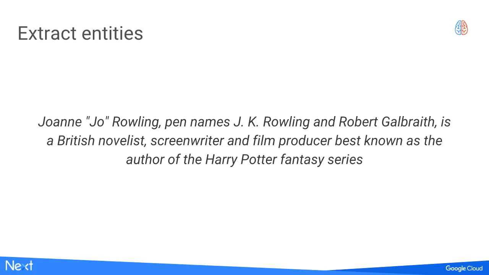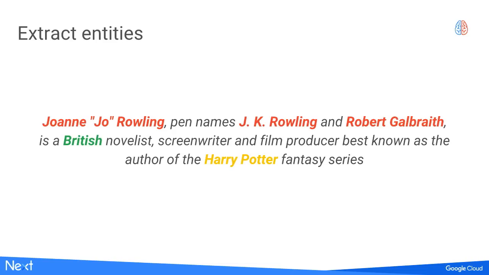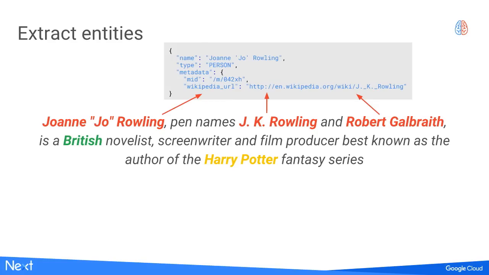So let's look at each of the methods of the natural language API in a bit more detail. As I mentioned, I'm a big Harry Potter fan, so I took this sentence from J.K. Rowling's Wikipedia page. And let's see what happens if we send this to the entity extraction endpoint. So it's able to pull these 5 entities from the sentence. And the JSON we get back looks like this. So what's interesting here is J.K. Rowling's name is written in 3 different ways. Robert Galbraith is actually a pen name she used for a later book series. And it's able to point all of these to the same entity.